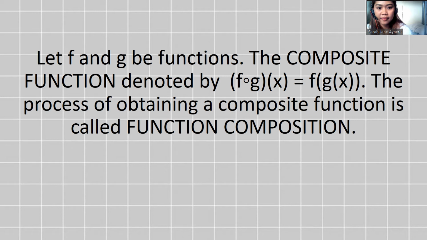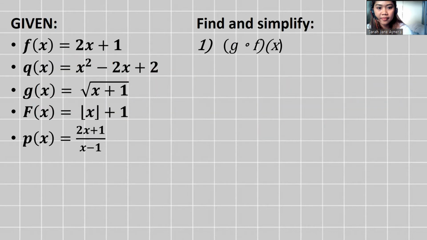Now, let f and g be functions. The composite function denoted by this symbol, we read this as f of g of x. The process of obtaining a composite function is called function composition. Now, how are you going to simplify this notation? We have here given functions f, q, g, and p. Let us try to find g of f of x.